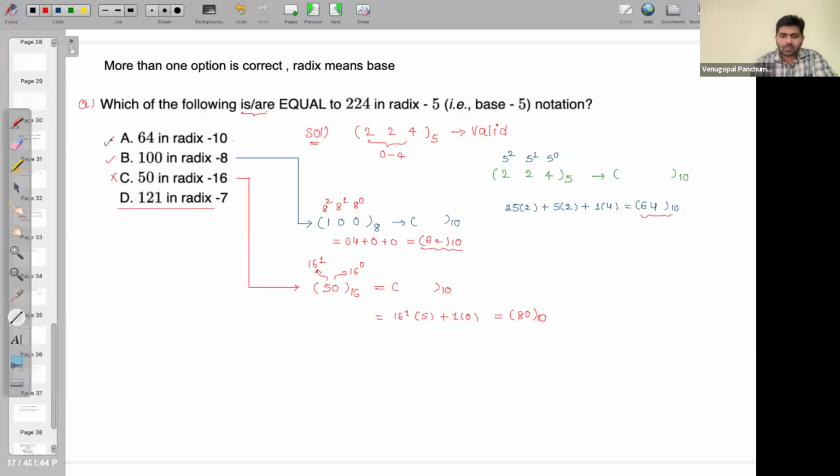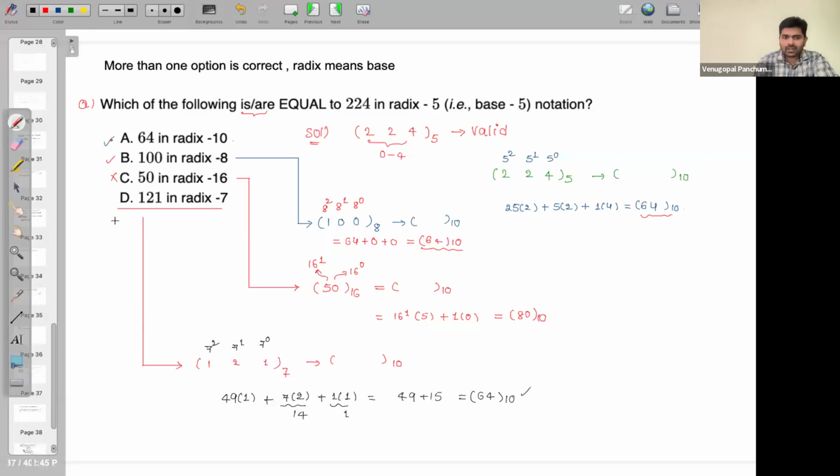Okay. Now let me check the last option. 121 in radix 7. Now when you convert this back to base 10, you are supposed to get 64, which means then it is equal. Now how will you convert this back? Very easy. So you write this is 7 power 0, 7 power 1 and 7 square. So 7 square is 49. So 49 into 1 plus 7 power 1, that is 7 into 2, plus 7 power 0 is 1, so 1 into 1. This is 14. This is 1. 15 plus 49. So this is 64, right? That is in base 10. So therefore, this is also matching. So option D is also correct.